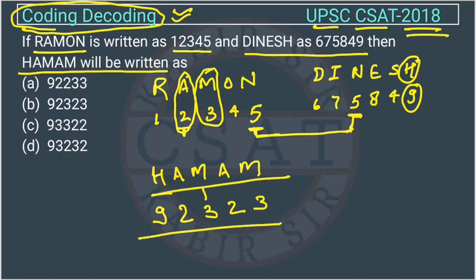Now we will check from the options. So this will be 923. 92 can't be the option. This is 923 and this is 23. So option B is the correct answer.